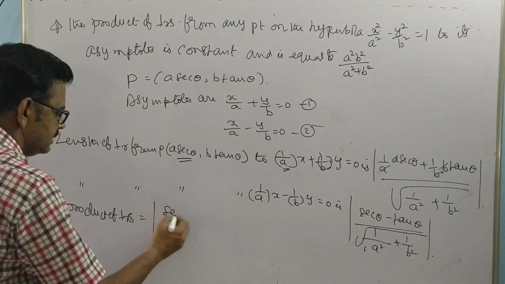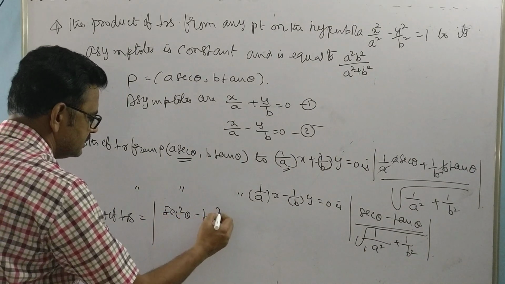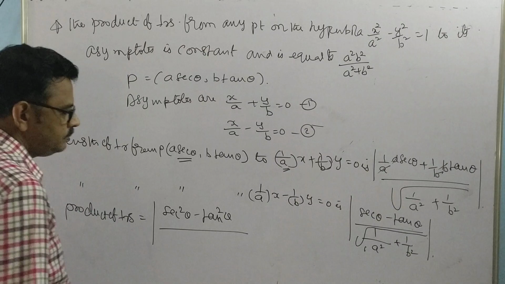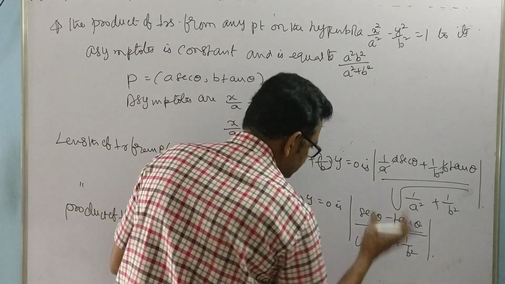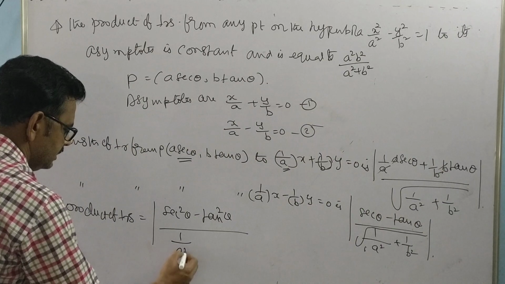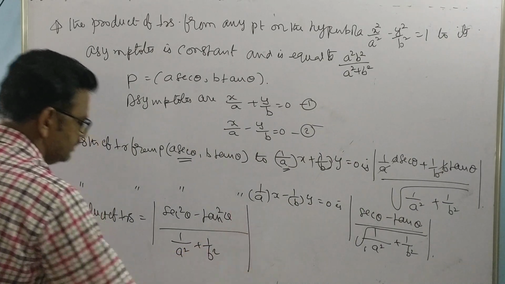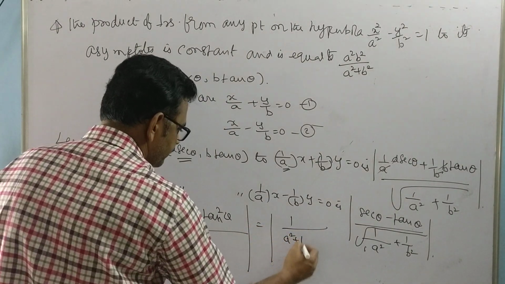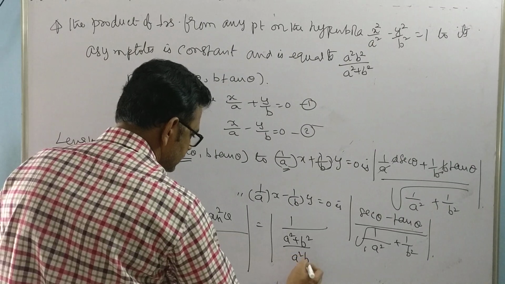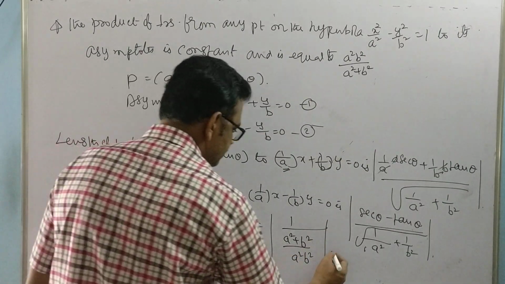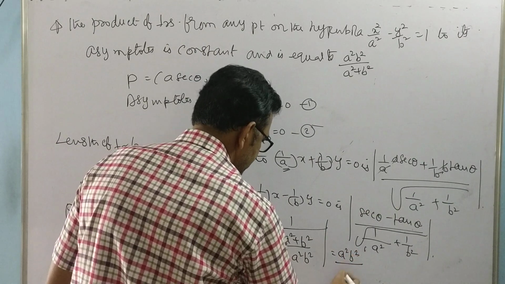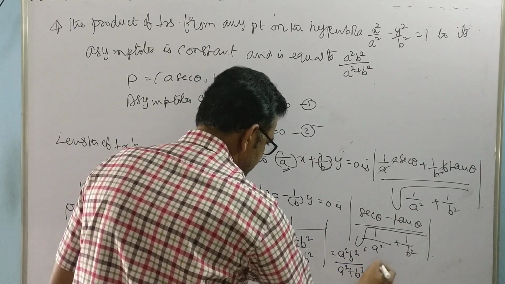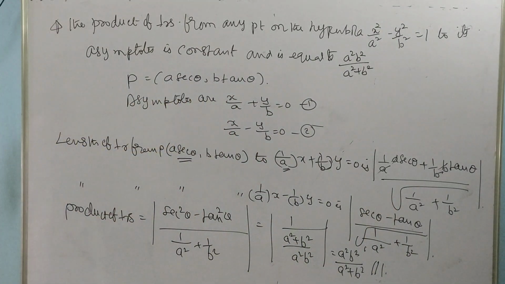So this is secant square theta minus tan square theta by root into root of this, so you write it one time: 1 by a square plus 1 by b square. The numerator is 1. Taking the LCM, this is a square plus b square by a square b square, which is equal to a square b square by a square plus b square. So the product of perpendiculars from any point on the hyperbola to its asymptotes is equal to a constant.